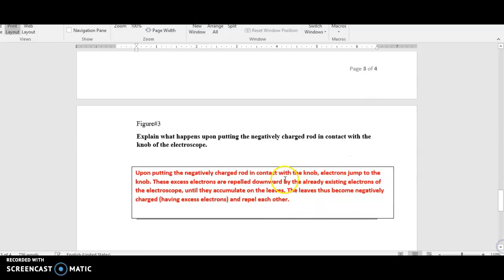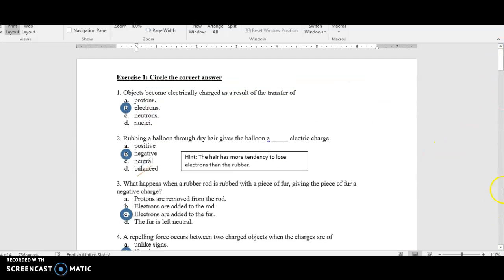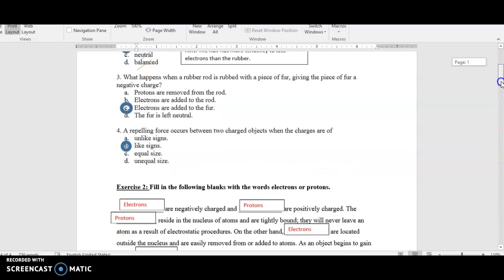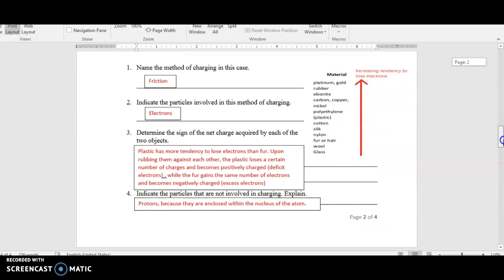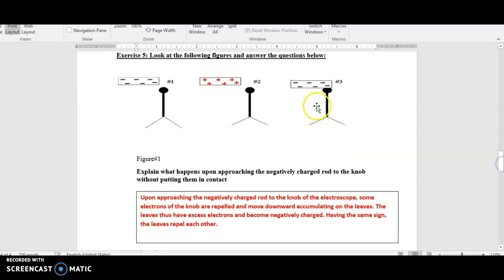And finally, when a negatively charged rod is put in contact with the knob of the electroscope, we have conduction here. The electrons are going to jump to be conducted from the rod to the knob, and these electrons are going to flow and accumulate on the leaves, and thus the leaves become negatively charged. Having the same sign, they repel each other.